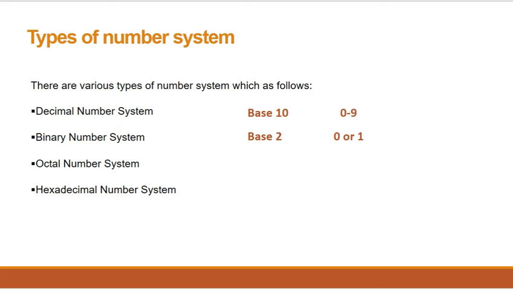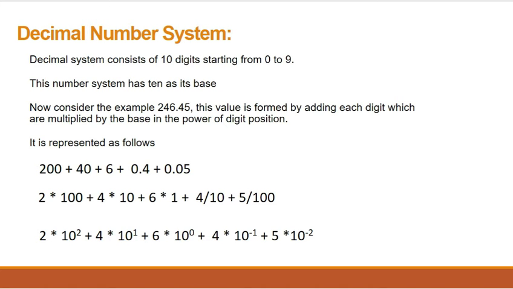Now we have the octal number system. Octal means base 8. Base 8, that is we have 8 symbols from 0 to 7. Hexadecimal number system. Hexadecimal means 16. So a hexadecimal number system has a base of 16 and we have 16 symbols. The symbols are 0 to 9, then A to F. Now here A corresponds to 10, B corresponds to 11, C corresponds to 12, D corresponds to 13, E corresponds to 14 and F corresponds to 15. These are the 4 types of number system that we basically use.